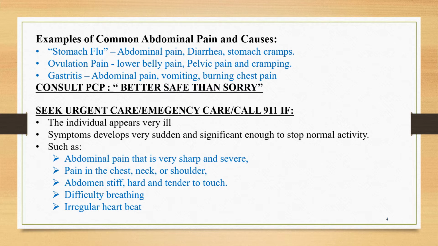Seek urgent care or emergency care. Call 911 if the individual appears very ill, symptoms develop very suddenly and significant enough to stop normal activity, such as abdominal pain that is very sharp and severe, pain in the chest, neck, or shoulder. Abdomen is stiff, hard, and tender to touch, difficulty breathing, or having an irregular heartbeat.